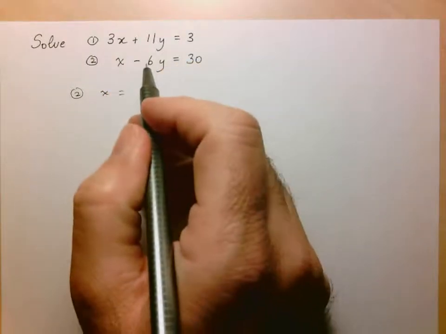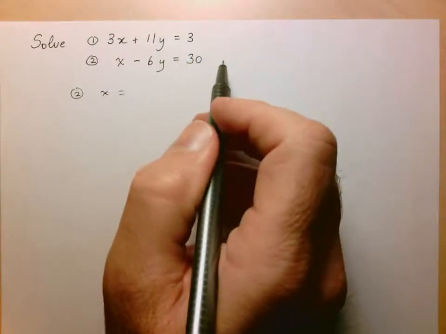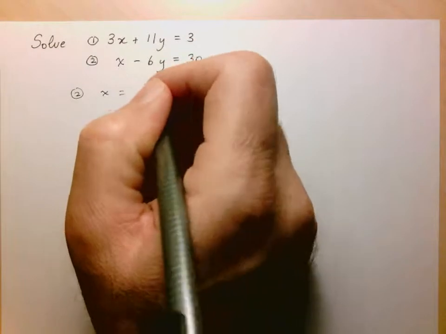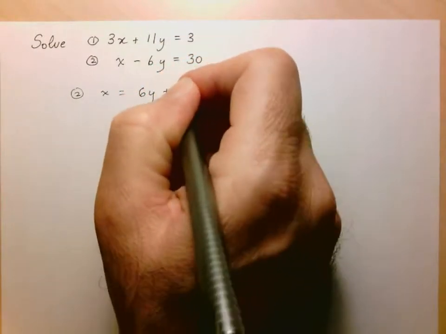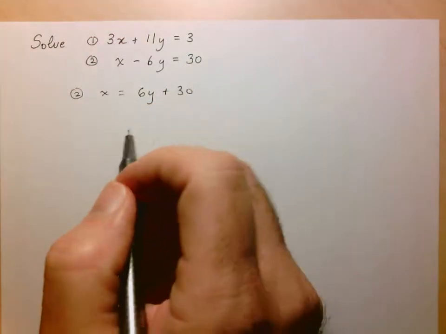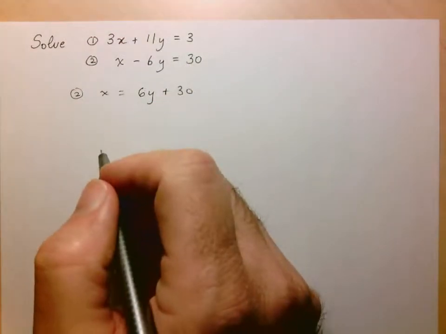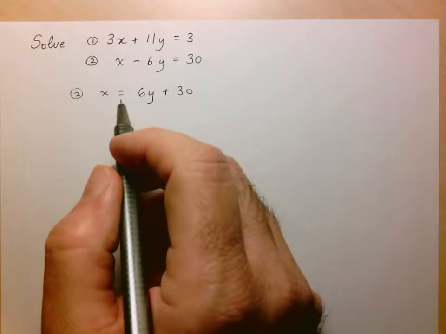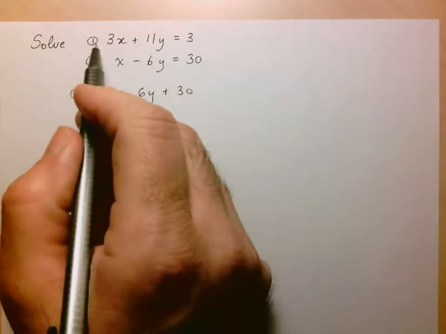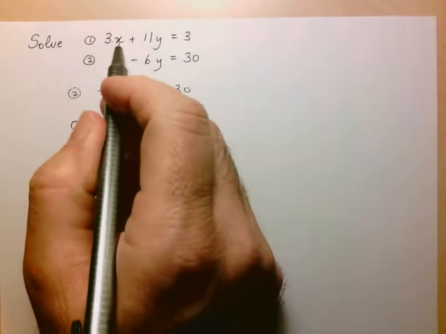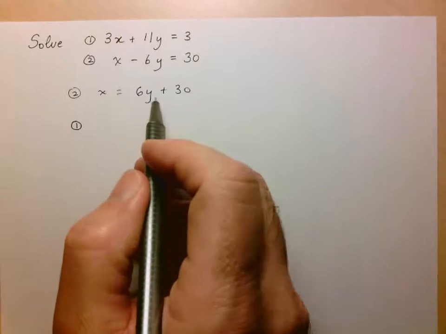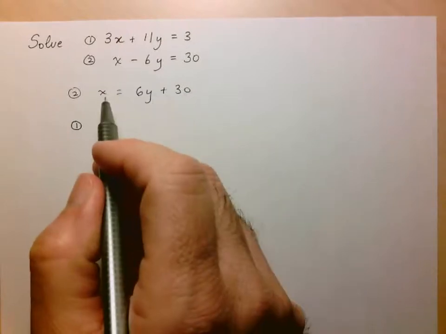That's nice and easy because I just have to bring the -6y to the other side. So that's going to be positive 6y and then plus 30, since the 30 is already positive on that side. Step 2 is to now do the substitution. I'm now going to work with equation 1, and wherever I see an x, I'm going to replace that by 6y plus 30, because that's what x is equal to.